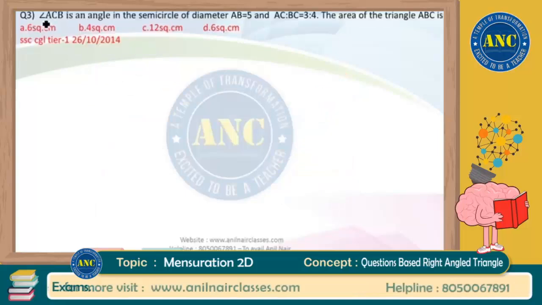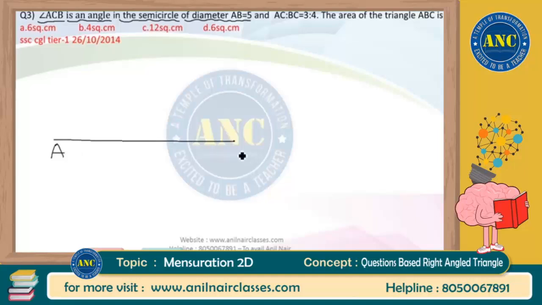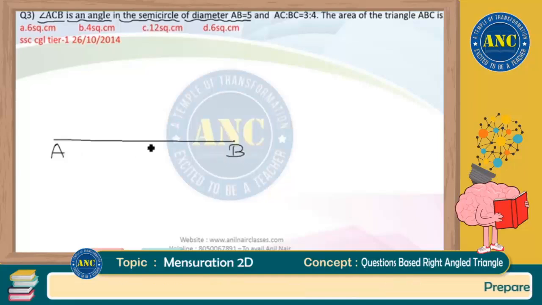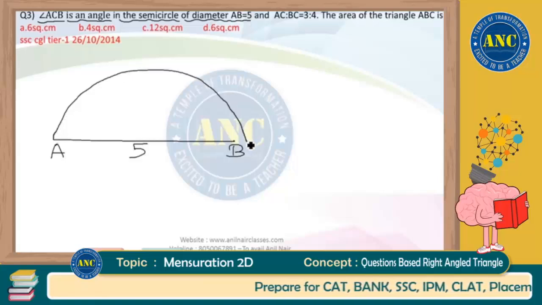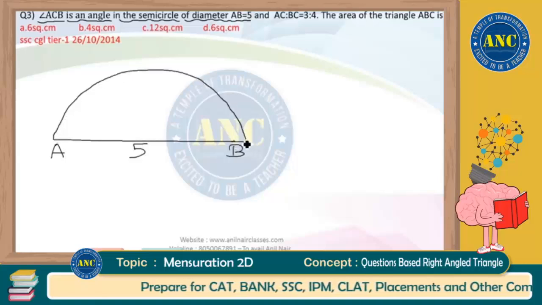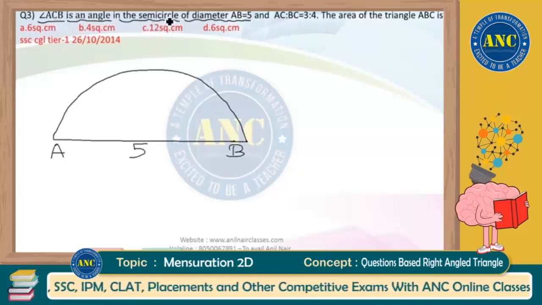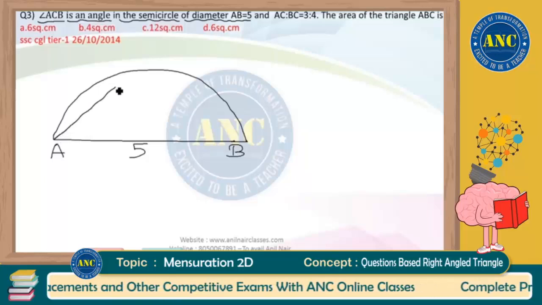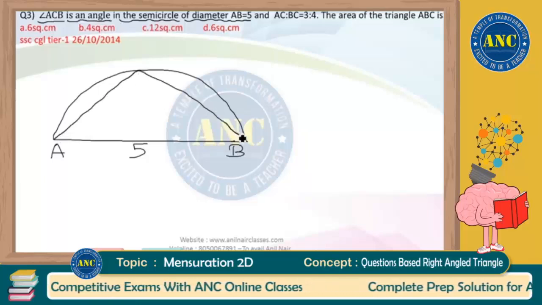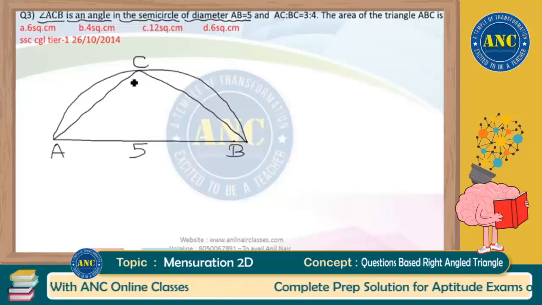Your next question is, angle ACB is an angle in the semicircle of diameter AB 5 centimeters. That means there is a semicircle. The diameter of that semicircle is named AB and it is given in the question as 5 centimeter. Let me draw that semicircle right now. This is the semicircle. Now, they are also saying that angle ACB is an angle in the semicircle. That means this is what they are trying to say. Angle ACB, this point is C, it seems.